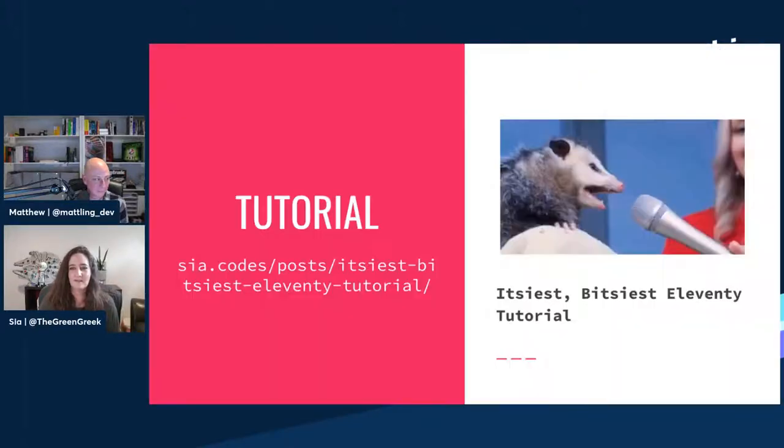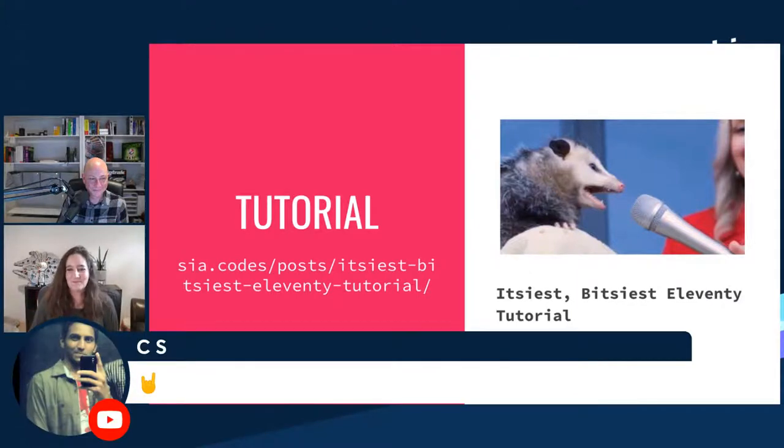I forgot what slide is next. Oh, yeah, that's for later. So I'll drop that link. If you just go to sia.codes and look for this possum with a microphone, you'll find it. Sorry, the possum is the mascot of 11ty, so you'll see a lot of ridiculous pictures like that from the 11ty dev community.